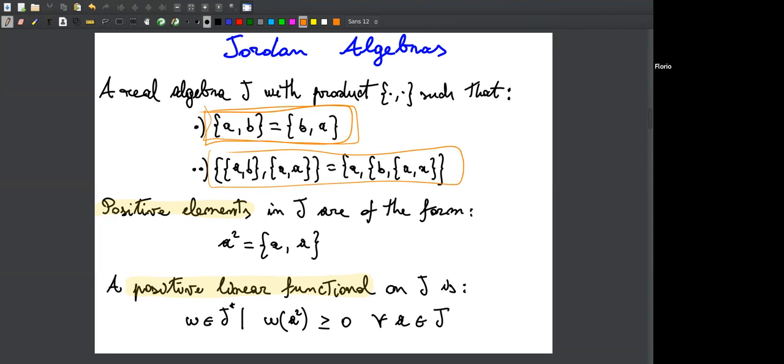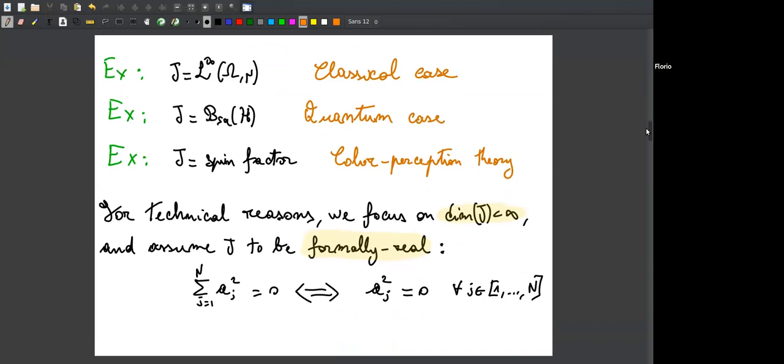But with respect to this talk, what we need is this algebraic structure and the structure of positive elements that is naturally encoded in this. These are the squares, which can be written also like this. And the notion of positive linear functional depends on this notion of squares, because then a positive linear functional on a Jordan algebra will be an element of the dual such that it takes no negative value on squares of the algebra. And well, the prototypical examples are this one.